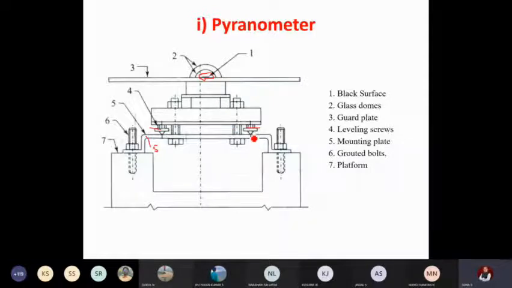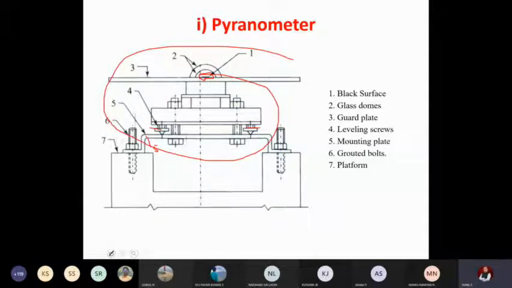It's not a rigid surface. With the help of the leveling screws, you can alter them and maintain the exact horizontal direction. Finally, the entire setup is mounted on a platform so that it can be easily carried, with the help of grouted bolts. This will be prefixed, so you can fix it and you can bolt it.